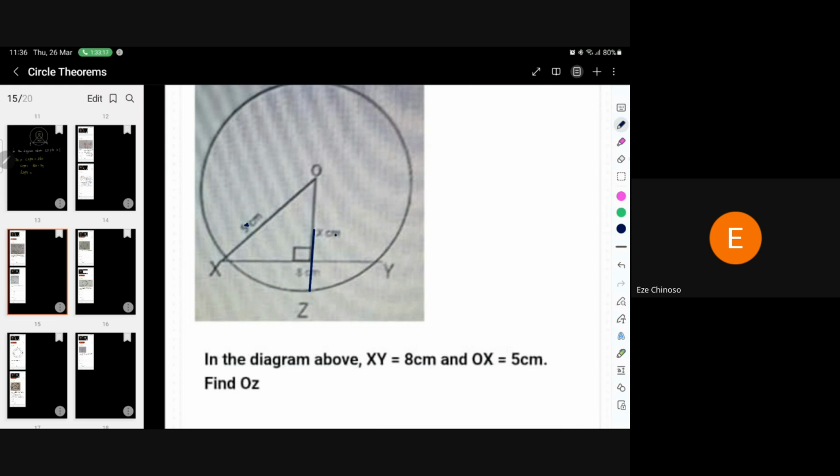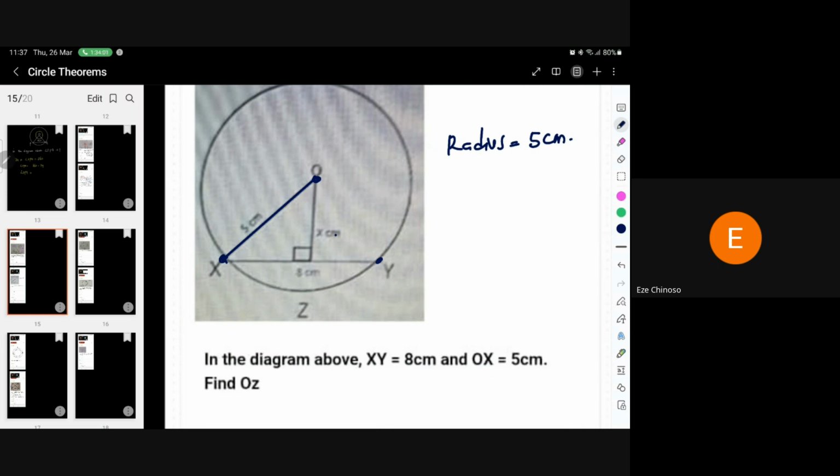Okay, let's go again. Are we following, guys? That thing is 5 and X? Okay, yeah, I've seen the question now. YX is 8, right? The distance from here to here is 8. That's actually a chord. Now, that same chord, this is a radius. Do you agree? From here to here is a radius. And that radius is 5 cm.